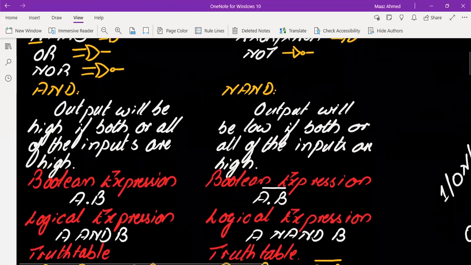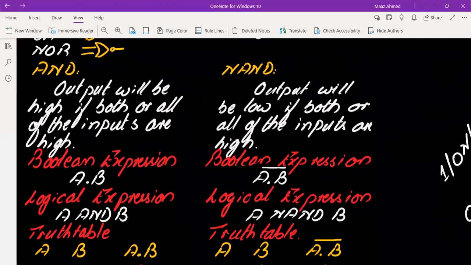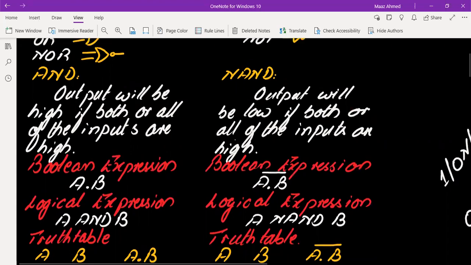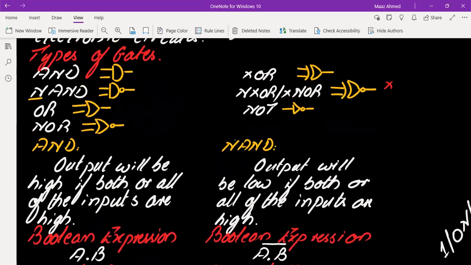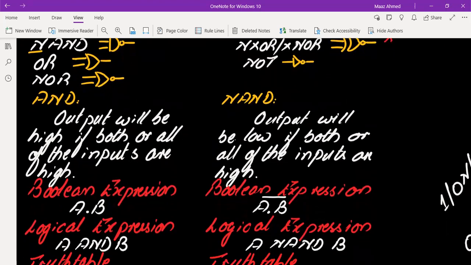Okay, now we're coming towards the AND gate. The AND gate says that output will be high if both or all of the inputs are high. That means output will be 1 if both or all. Now, what do you mean by that? Both or all simply means that, as I told you, these gates may have 2 inputs or maximum any number of inputs. So that's the reason I have mentioned it over here.